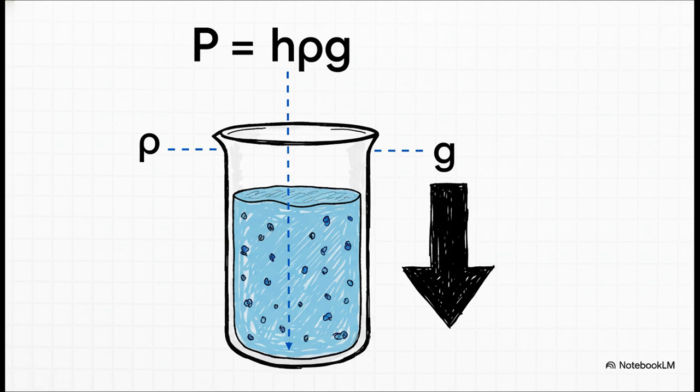Here, H is just the vertical depth between the points. Rho, that's the Greek letter, is the density of the fluid. And G is, of course, acceleration due to gravity. So simple. Shape of the container doesn't matter. It's all about that height.